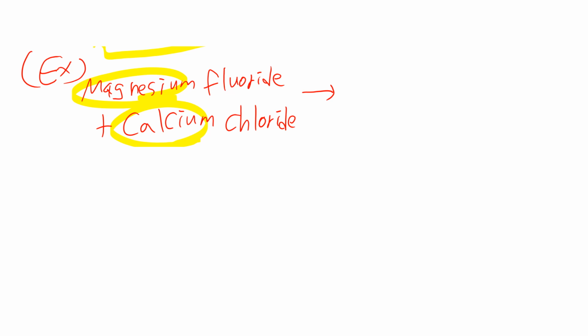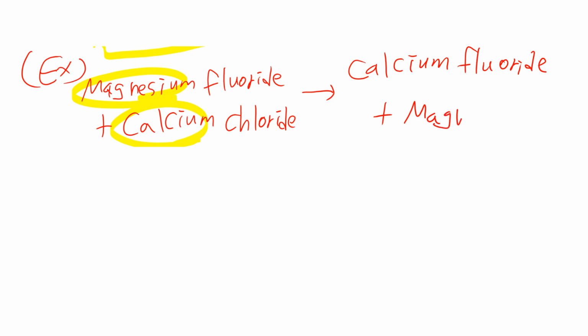Sorry about that. For some reason, the recording stopped. Well, let's go back to the example. Like I said, magnesium will no longer be with fluoride, so one of the products will be calcium fluoride, which is new product number 1, and product number 2 is magnesium chloride.